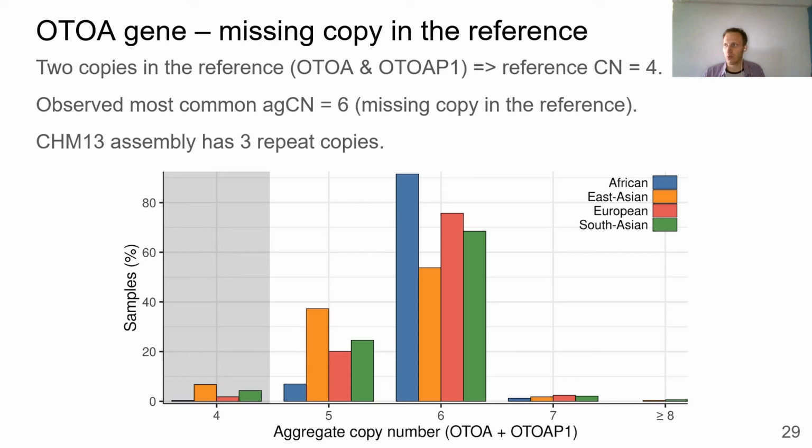And what we can do with it is we can take the third copy and add it to our database of duplications. And by doing that, we can now detect paralog-specific copy number for all 3 copies, not only the 2 that were present in the original reference.